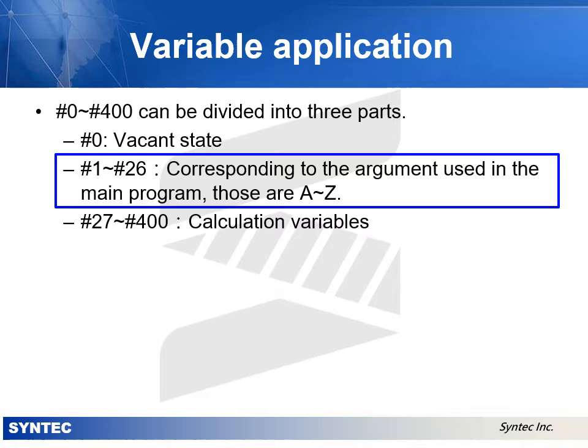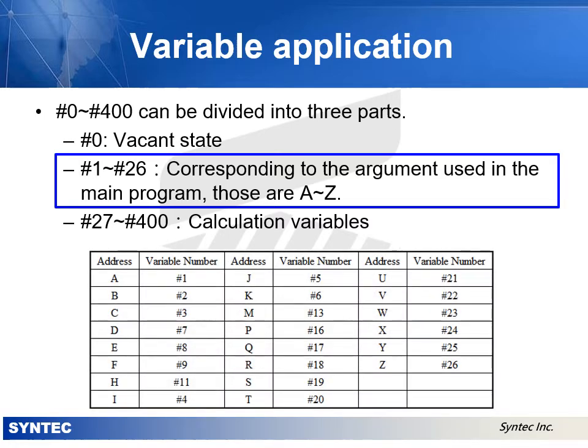The second part is variables number 1 to 26. As shown in the figure, they correspond to the arguments used in the main program, those are A to Z. For example, if the main program uses the expanded G-code with argument A, it will extract the value after A into the macro. These variables can also be used as calculation variables if their corresponding arguments are not used.